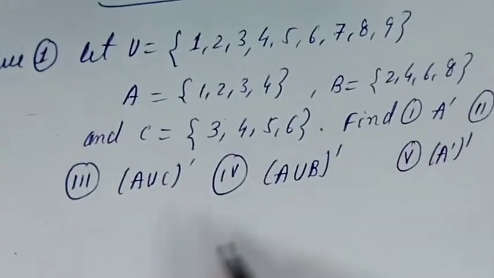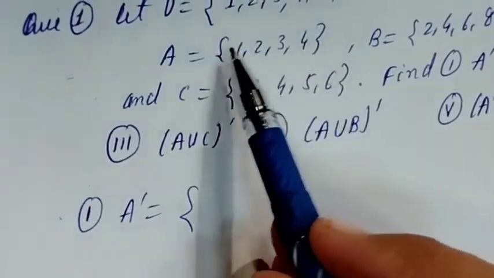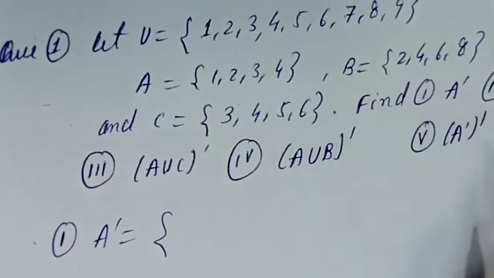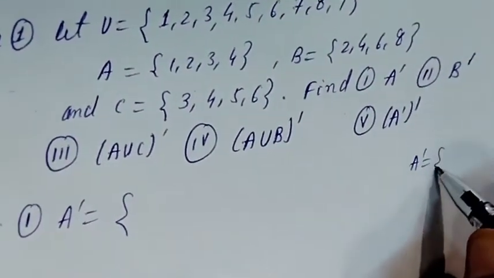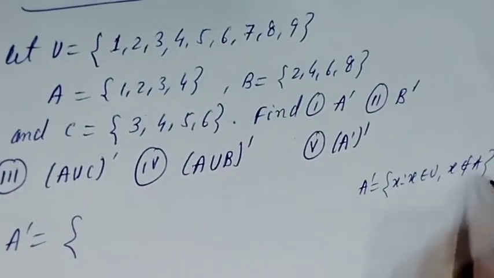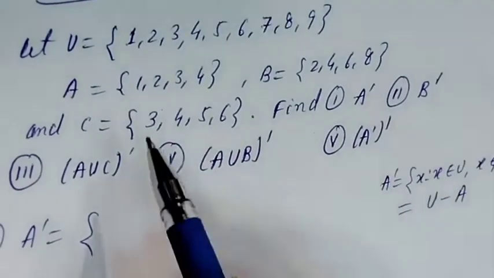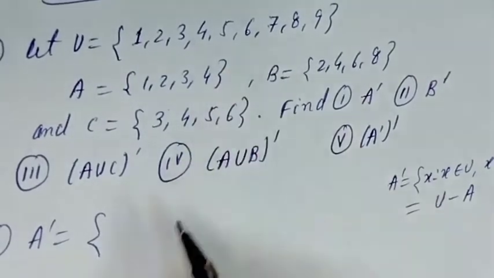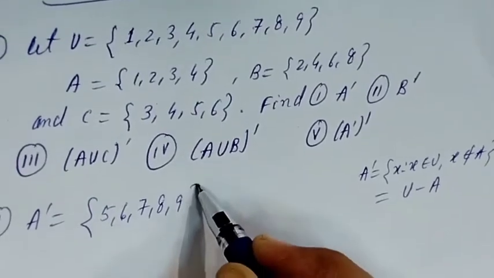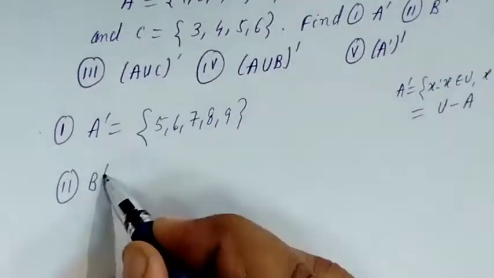We have to find first A dash. What is A dash? You cannot take the elements of A, take the remaining elements of U, that is A dash. As I told you, the definition of A dash is X such that X belongs to U but X does not belong to A. Actually it is U minus A. From the elements in U, remove the elements of A, so you cannot take 1, 2, 3, 4. What are the remaining elements? 5, 6, 7, 8, 9. Don't take 1, 2, 3, 4. Okay. The second part of the question is B dash. What is B dash?